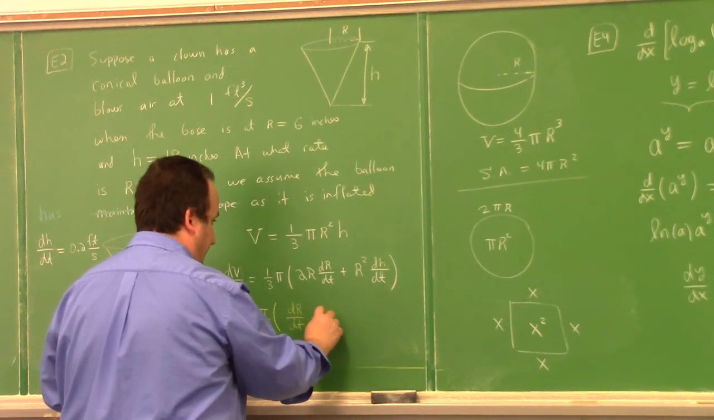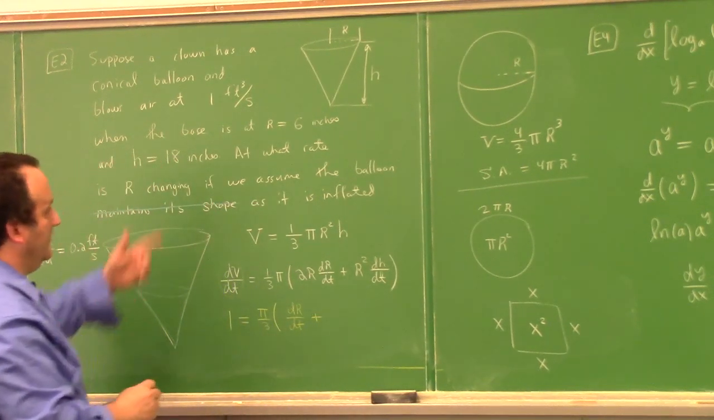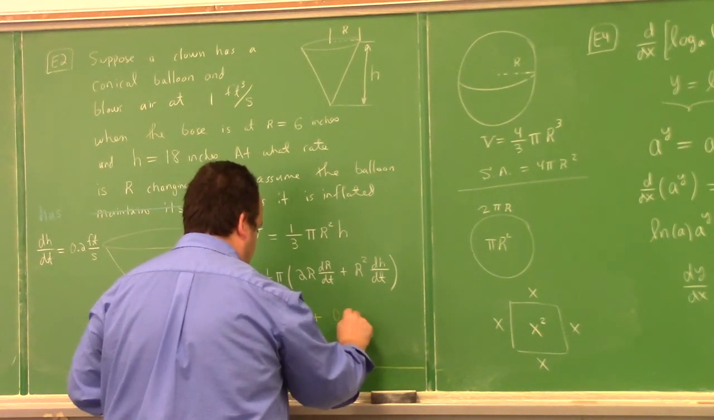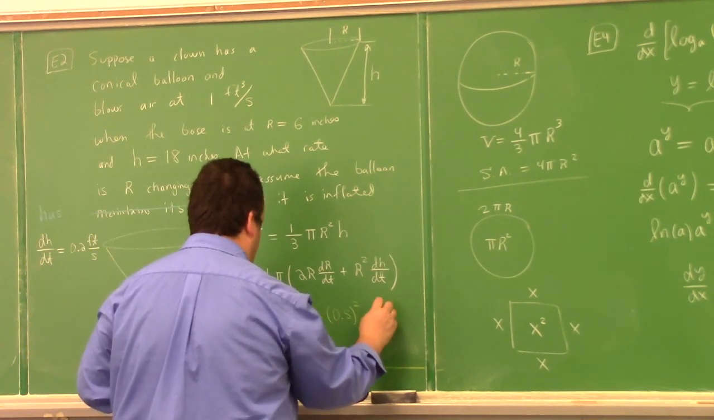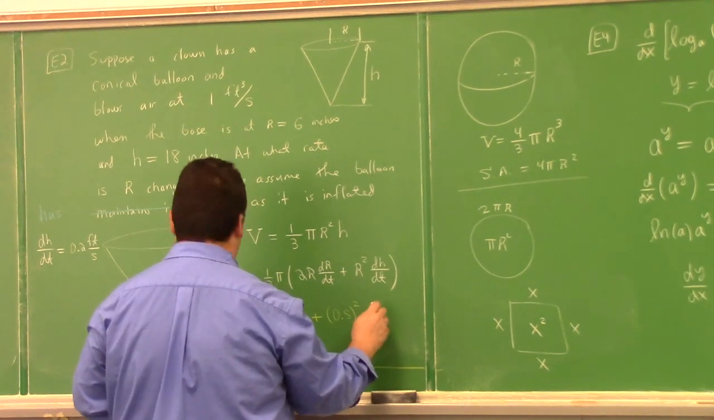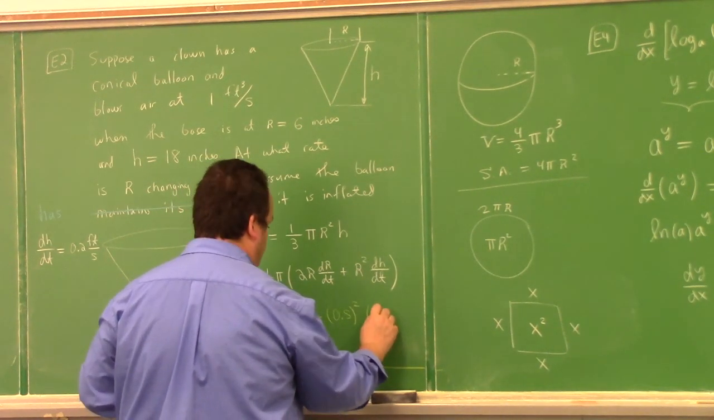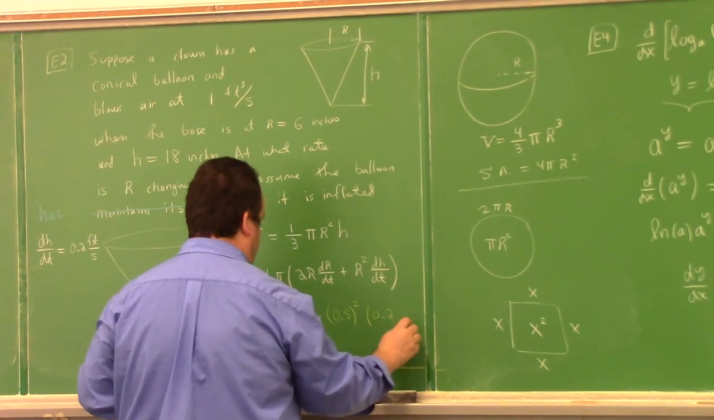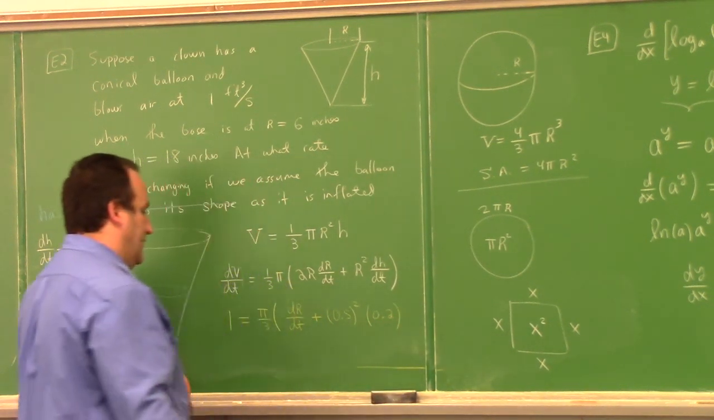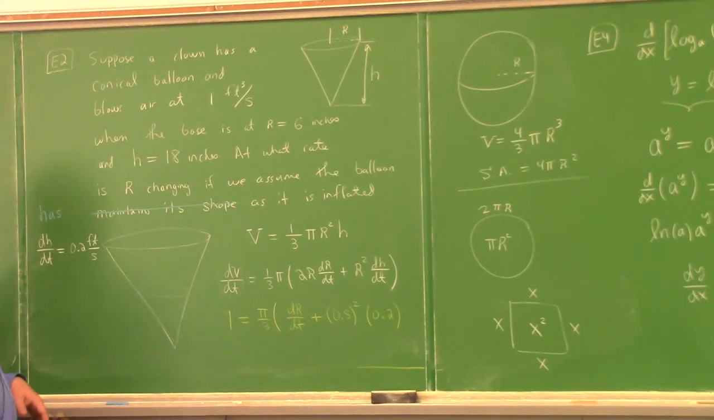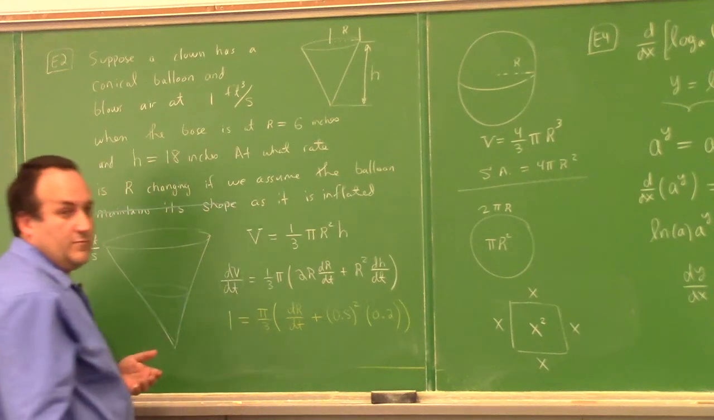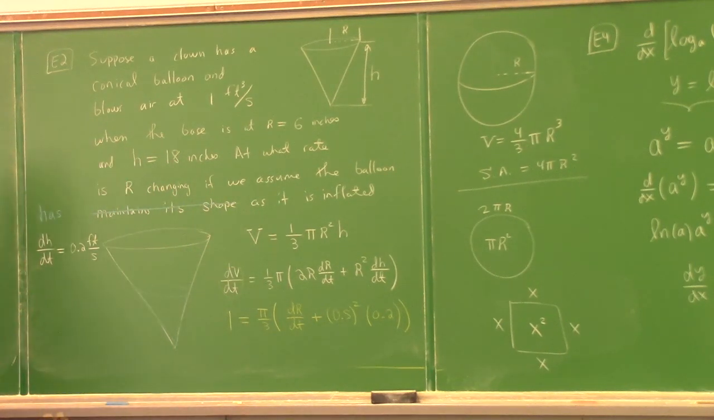And then what's r squared? Well, r was 6 inches, so that's 0.5 feet squared. And then what was dh/dt? Well, I gave it to us. It was 0.2 feet per second, right? So I'm writing this equation using feet and seconds. Now that you have all that, you can solve for dr/dt and answer the question, right?